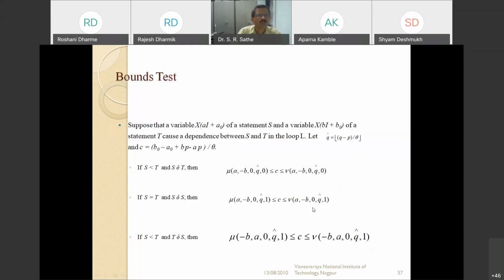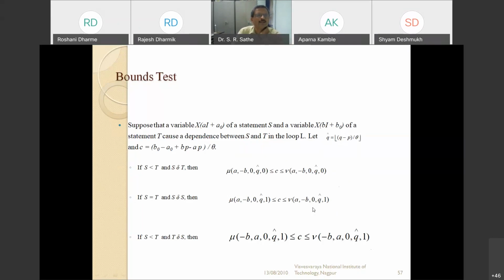Now this mu is defined on the next slide. So what we have to do is just substitute the values of A, B, P, Q, epsilon, and evaluate the right hand side. That will simply give you the right mu values.